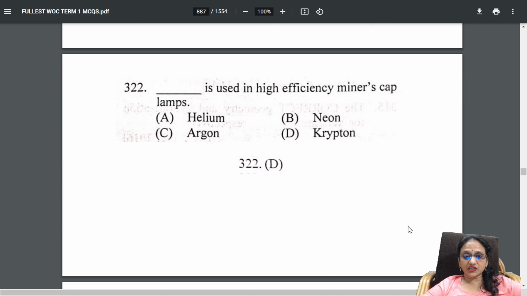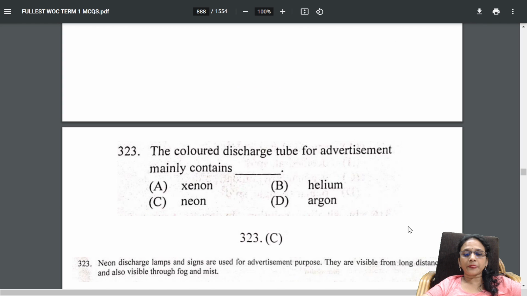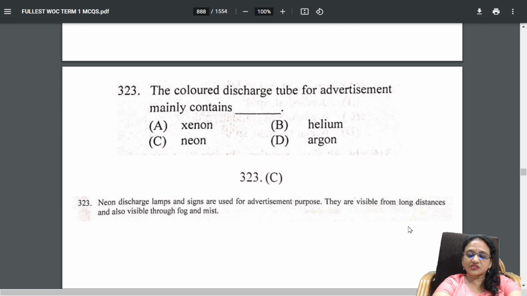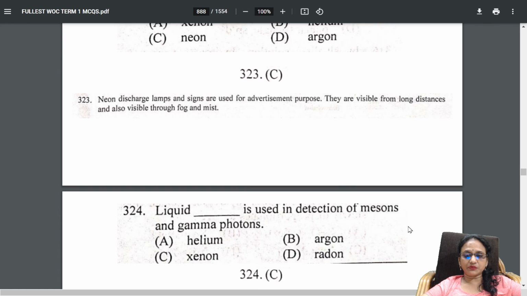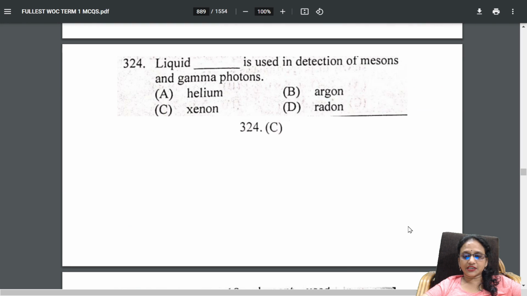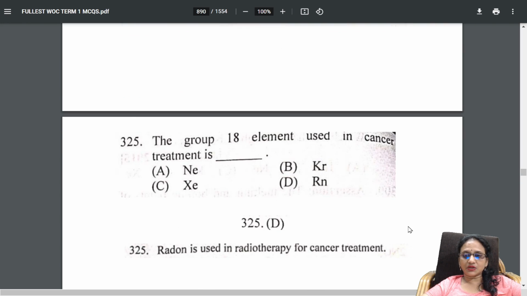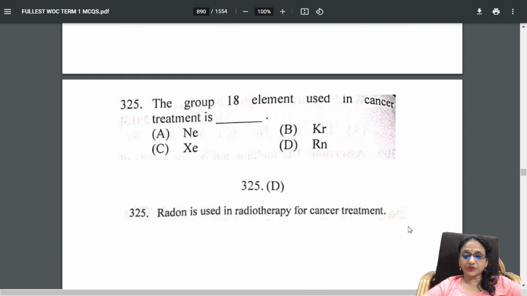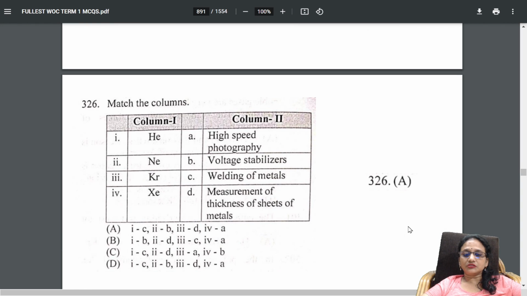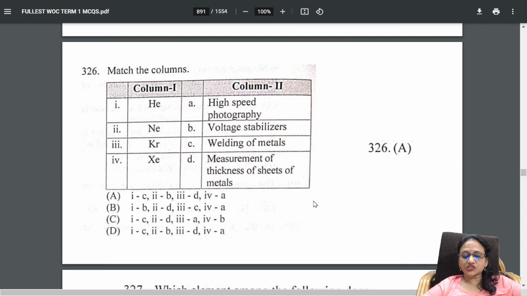High efficiency lamps, which are used for color discharge in advertisements. So applications of inert gas compounds are very important, because inert gas compounds are inert, they don't react, but they have wide varieties of applications. Basically, applications are all given in one.